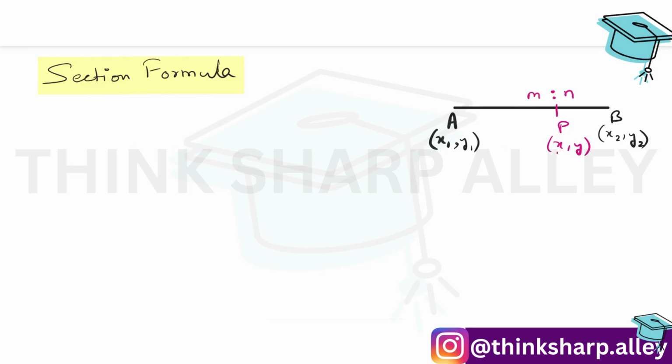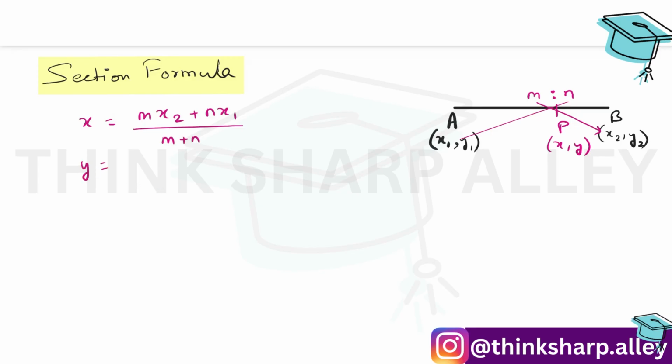Now, how do I find out the x coordinate of P? That is given by x equal to, remember, it's always cross multiplication. So when you're finding out x, your focus should be on the x coordinate only. So m into x2 and n into x1. I hope it's clear. So in the numerator, I have m into x2 cross multiply plus n into x1, divided by the sum of the terms of the ratio.